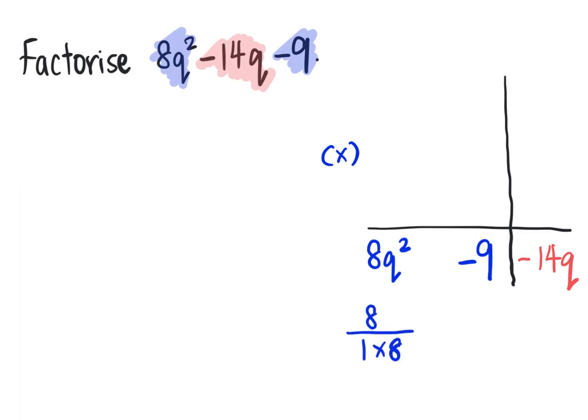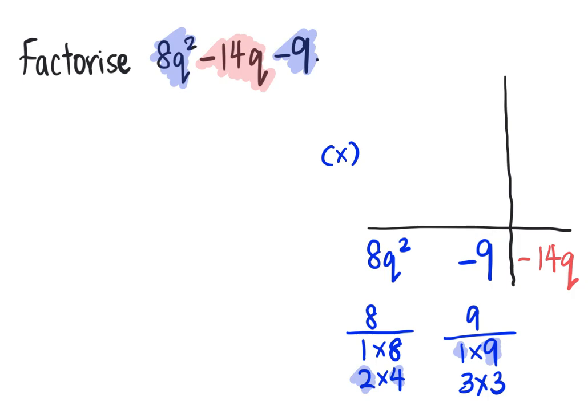So 8 is 1 times 8, 2 times 4. 9 is 1 times 9, 3 times 3. I need to be able to identify two sets of factors such that they can give me negative 14 later on. And I realize that if I have 2 times 9, that will give me 18. 1 times 4, that will give me 4. So if I have a 4 minus 18, I will get negative 14.